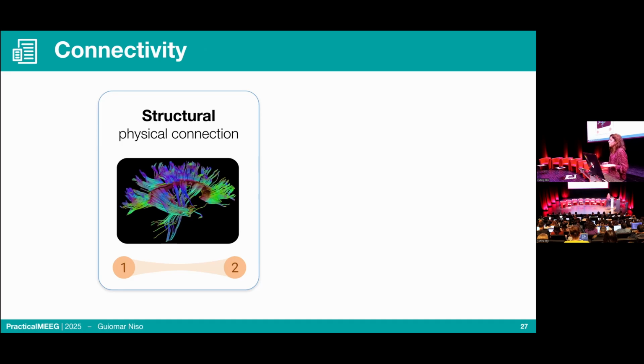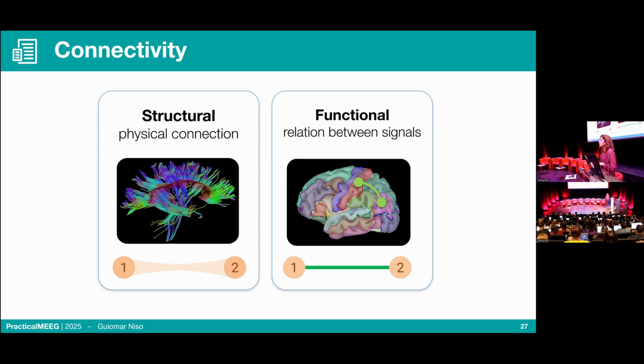We can have structural connectivity, which is the physical tract that links two regions through white matter, and they are really physically linked. However, when we study functional connectivity, the regions may not necessarily be structurally linked. That means there's a relation between the signals, things happen at the same time, and we say they are functionally connected, but it doesn't necessarily mean that they are physically connected.